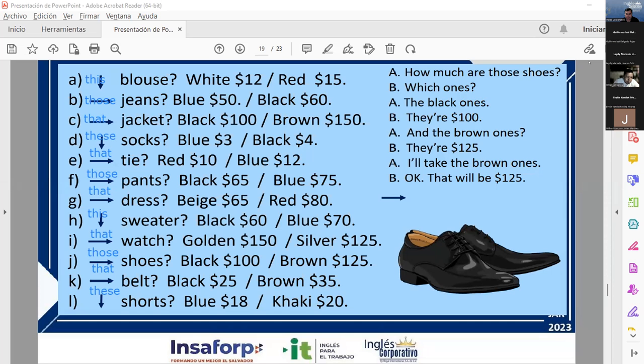Revisemos. La primera es this. La segunda es those. La C es that. La D, those. La E es that. La F es those. G, that. H, this. A, this.